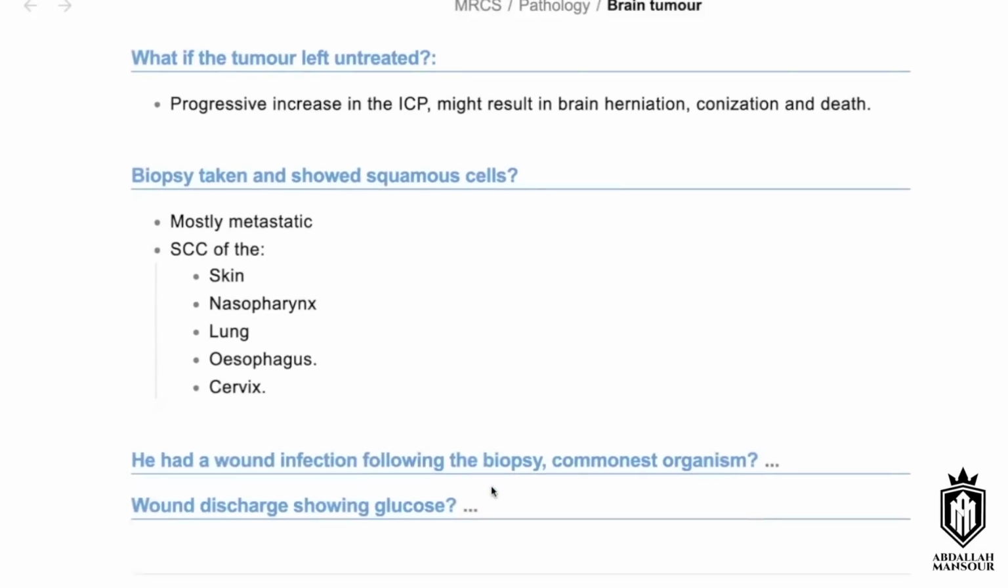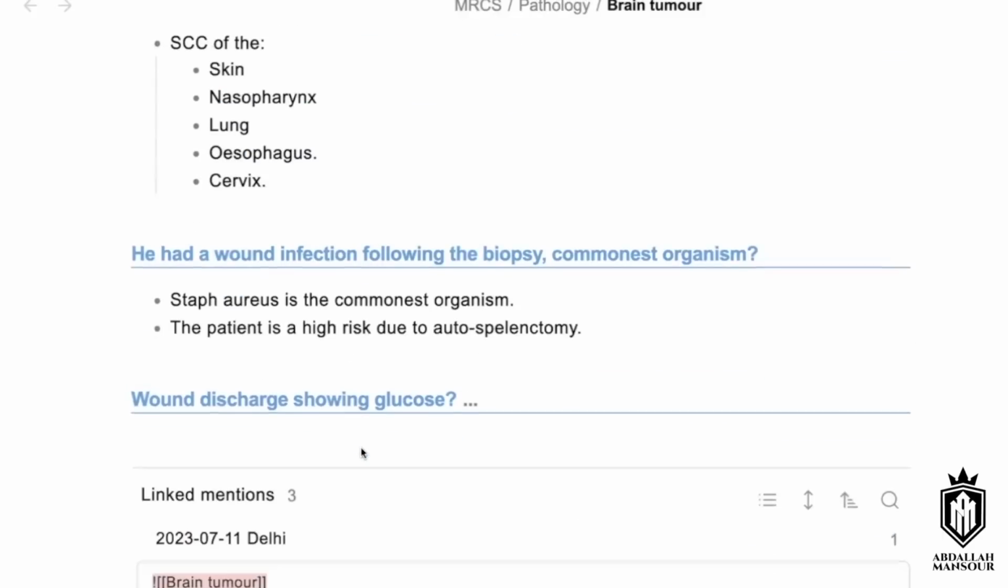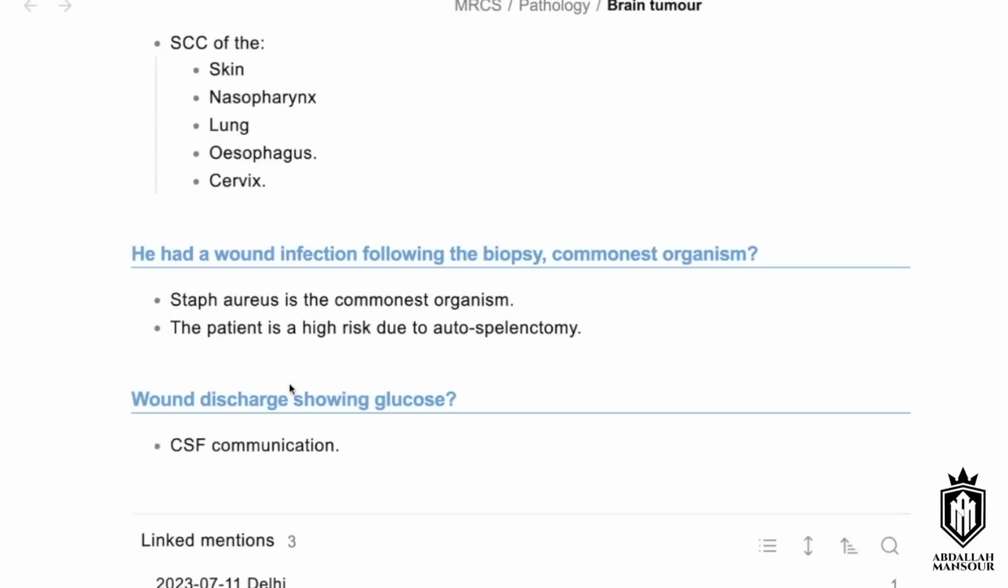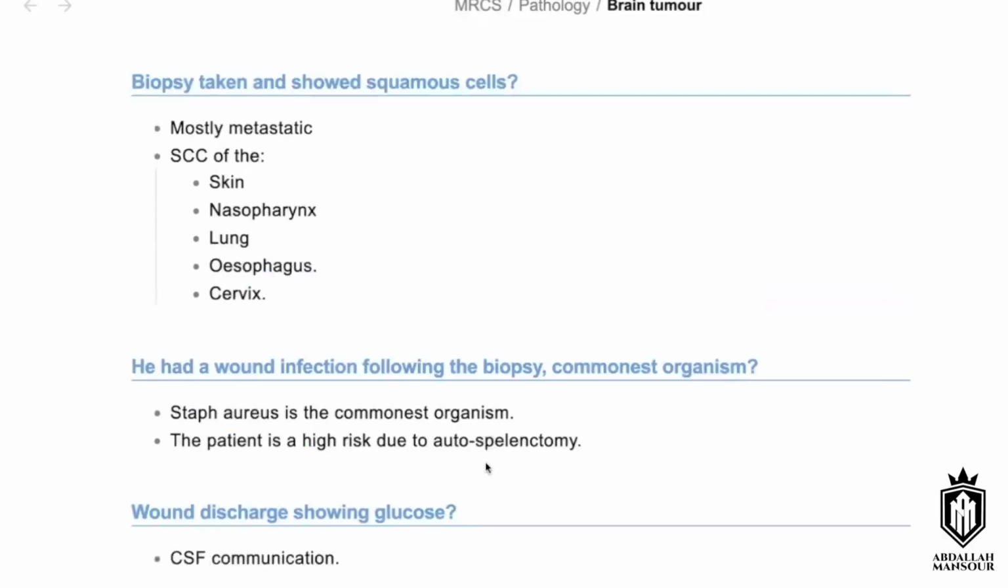The patient had wound infection following biopsy. What's the commonest organism for wound infection following biopsy? Staph aureus. And the wound discharge showed some glucose. What did that tell you? I'm not really sure. Maybe CSF. Yeah, that's right. So it could be CSF leakage, communicating with the CSF space.